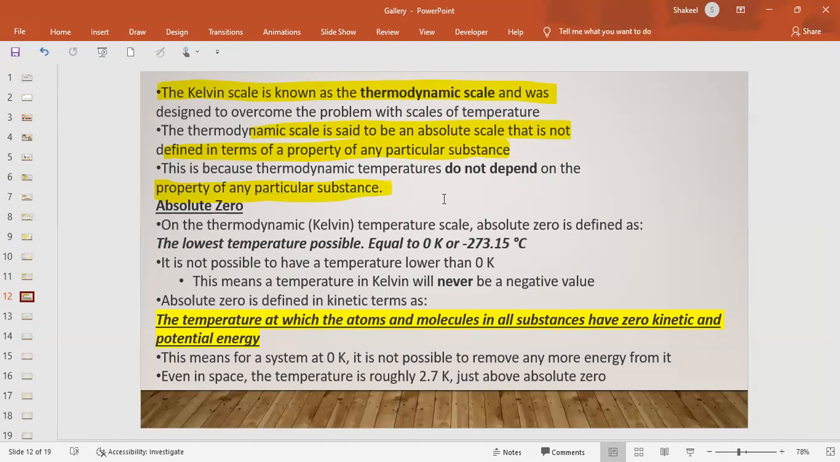Any substance cannot achieve 0 Kelvin. So what is absolute zero? On a thermodynamic or Kelvin scale, absolute zero is defined as the lowest temperature possible. The lowest temperature that is possible to achieve is known as absolute zero. It's actually 0 Kelvin or minus 273.15 degrees Celsius, and it's not possible to go there. It's the temperature at which the atoms or molecules in the substance have zero kinetic and potential energies. So at 0 Kelvin, it is not possible to remove any more energy. Even in space, the temperature is roughly 2.7 Kelvin, just above absolute zero. So it's really difficult to get to absolute zero.